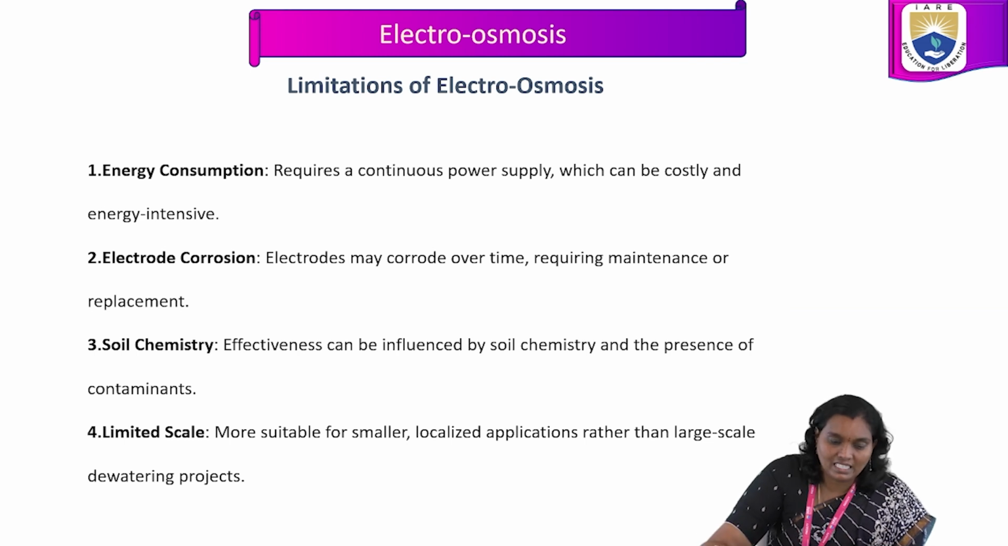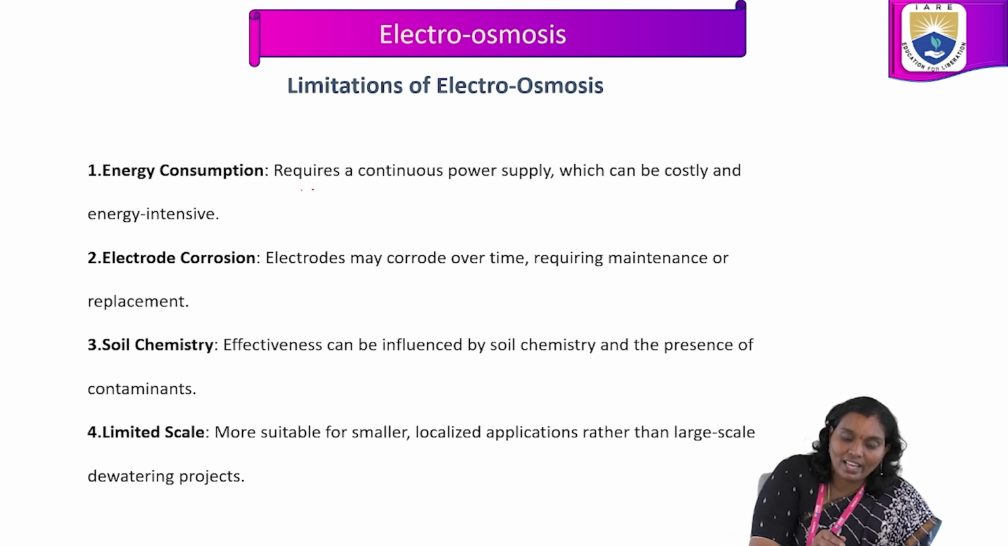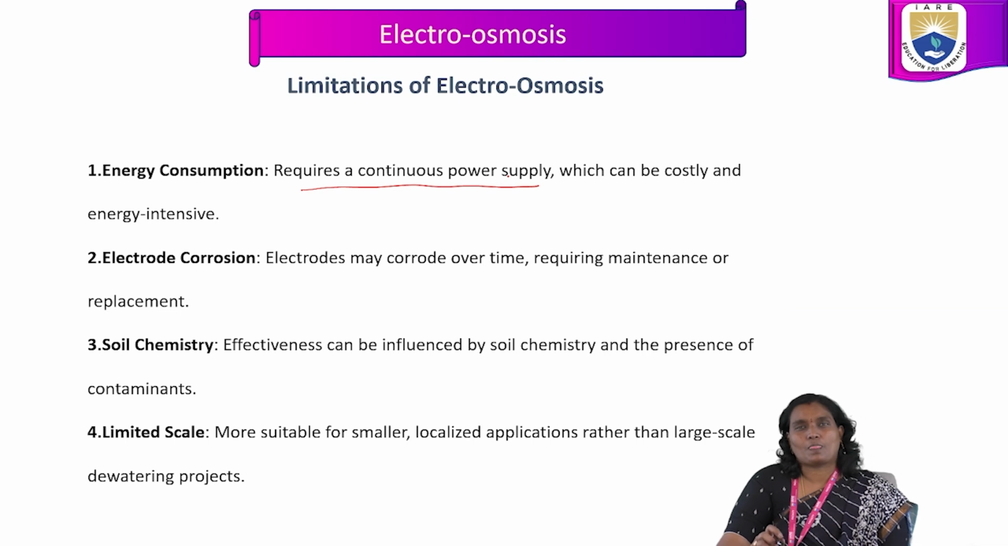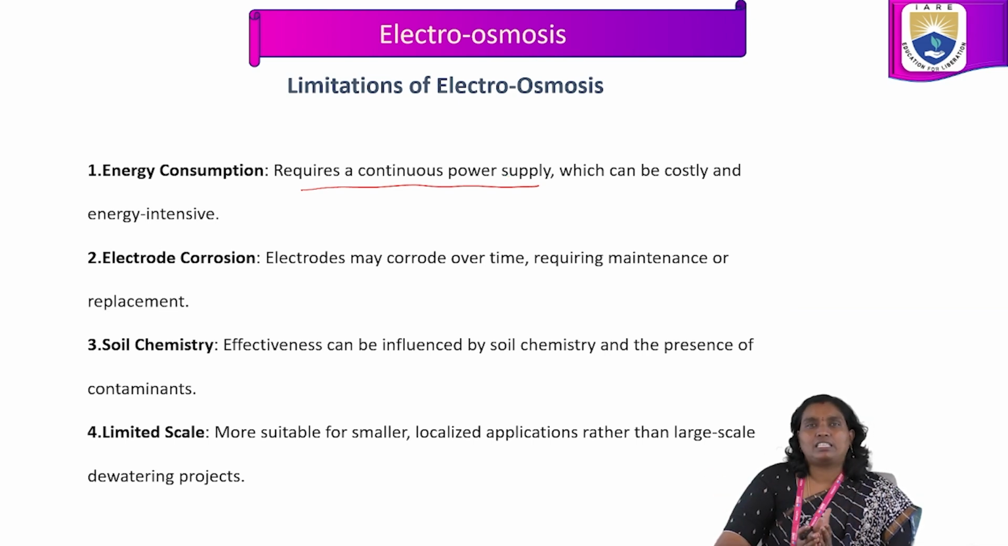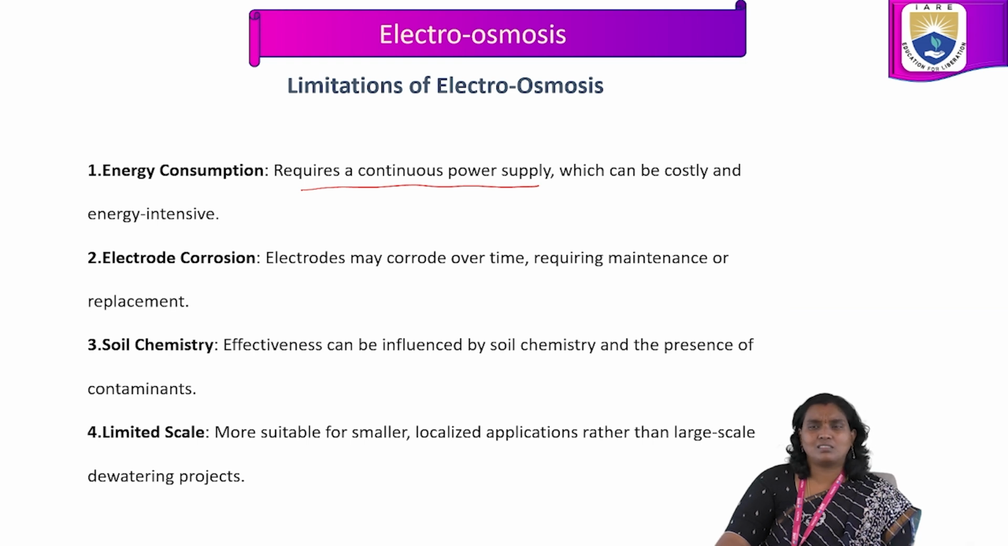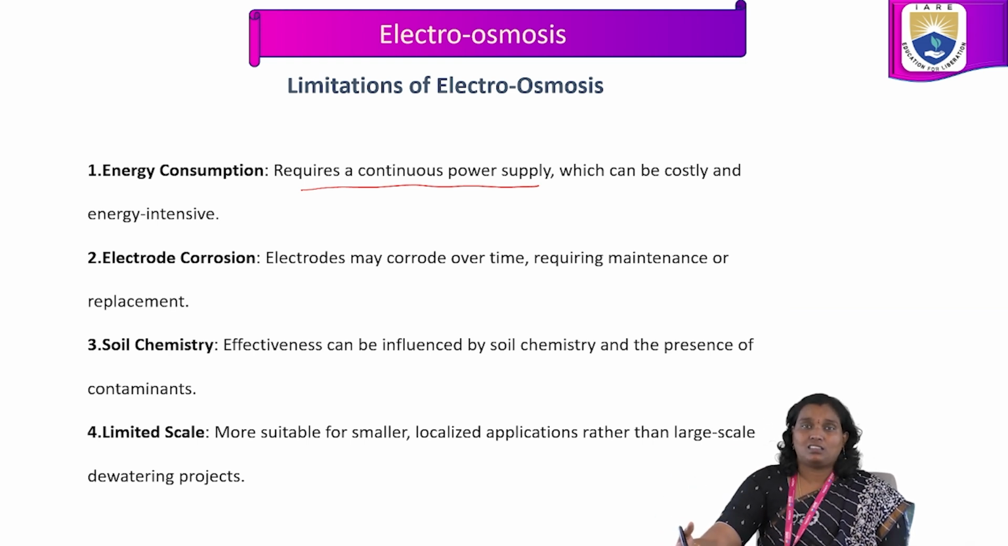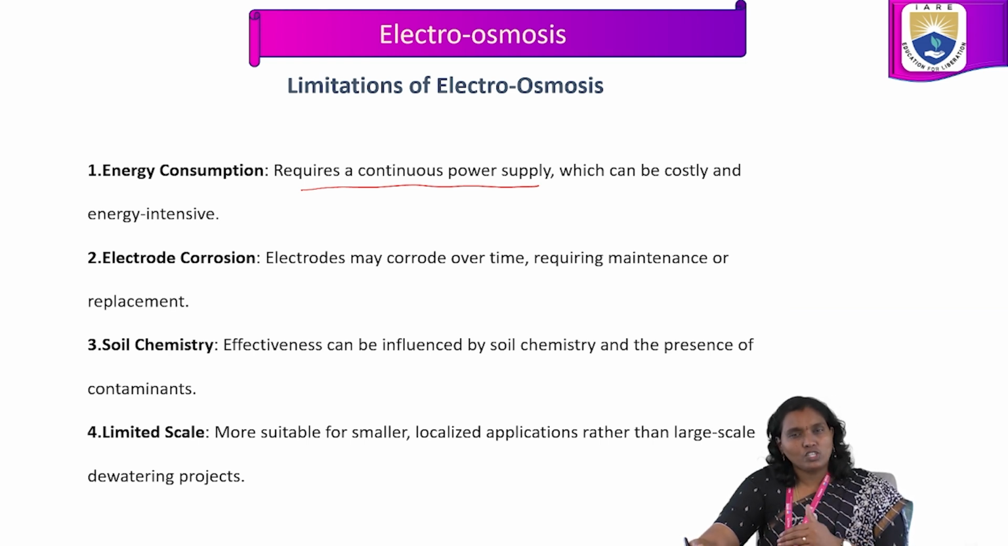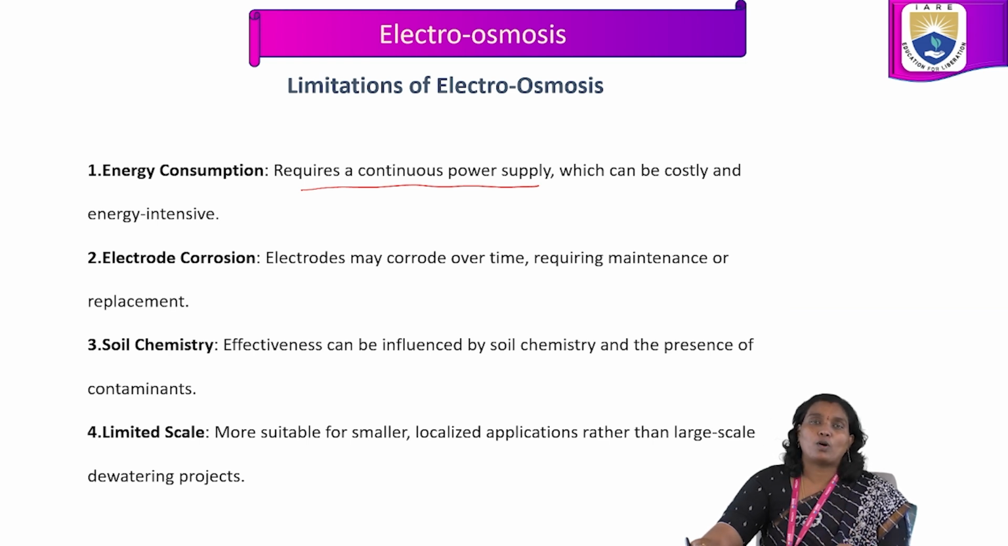The first one is energy consumption, that is, it requires a continuous power supply. In all situations, throughout India or throughout the world, whenever the site is there, continuous power supply may not be possible in all conditions, based on the soil conditions and the locality. So these practical things we have to understand. Based on the practical issues, it may not be possible.